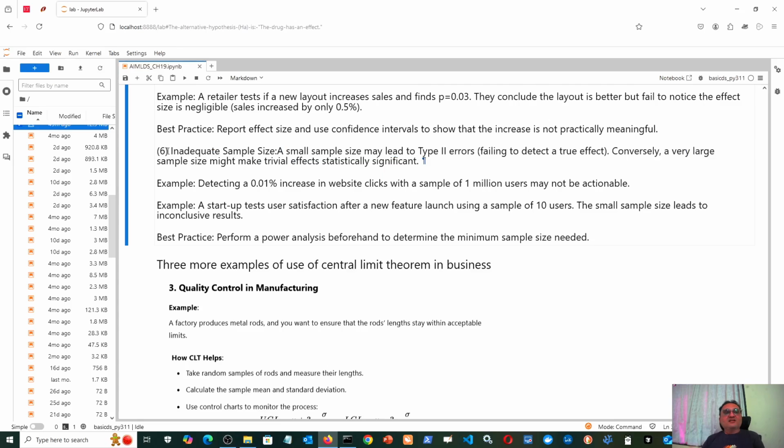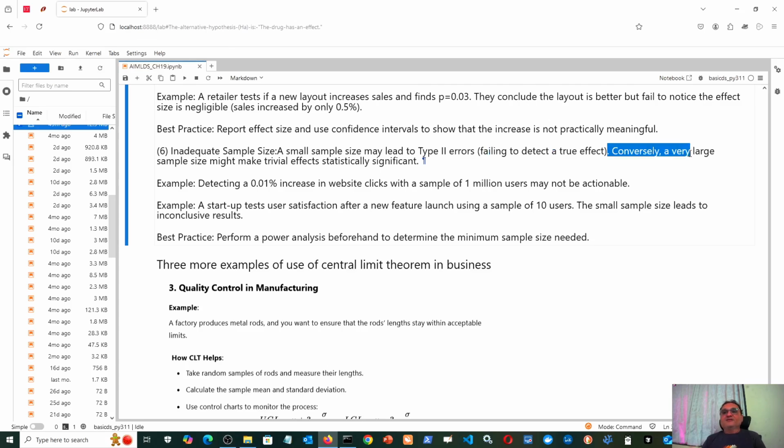One more last pitfall is inadequate sample size, because we know that greater than 30 is the minimal requirement for the central limit theorem to be obeyed, and if the central limit theorem itself is not obeyed, then many more things will be non-applicable. But if you have a small sample size, then it may lead to type 2 errors, that is, failing to detect a true effect.